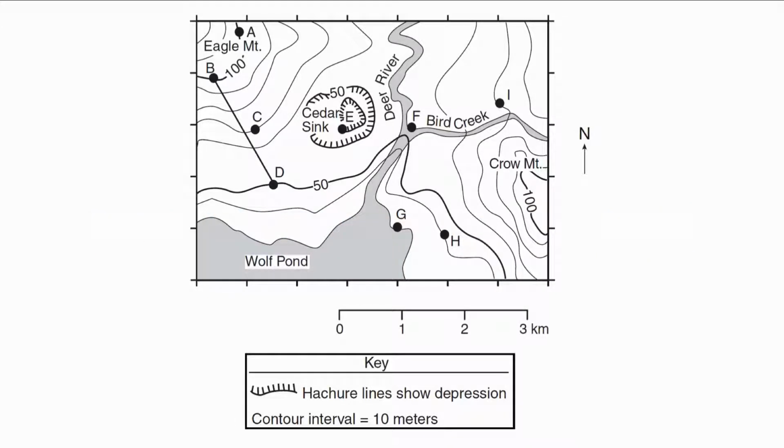Depression lines and hachure lines. So elevation is height above or below sea level. It doesn't always mean that it has to increase. There are situations where we can have a decreasing elevation. So right here it says Cedar Sink. If I'm walking from this point where I'm highlighting across, the ground is going to dip down. Now I know that because down here I have a map key that says hachure lines show depression. So these little dashes tell me that the ground is going in.